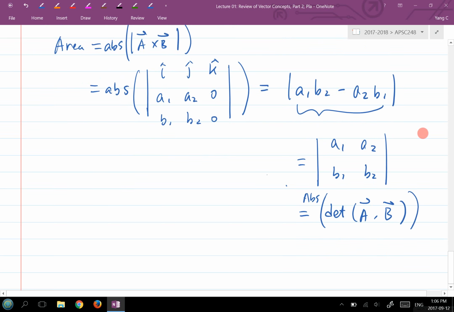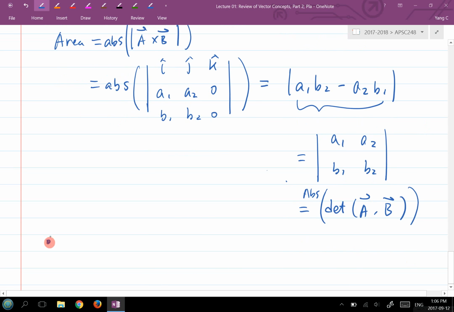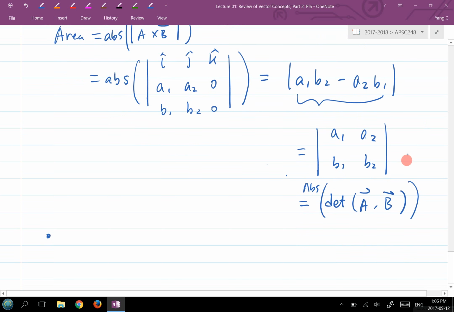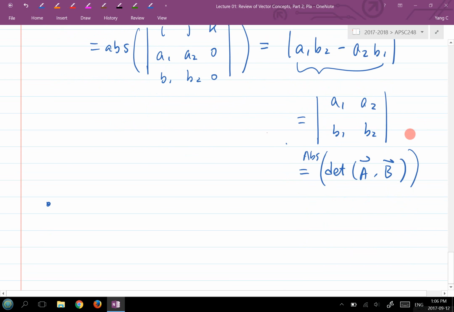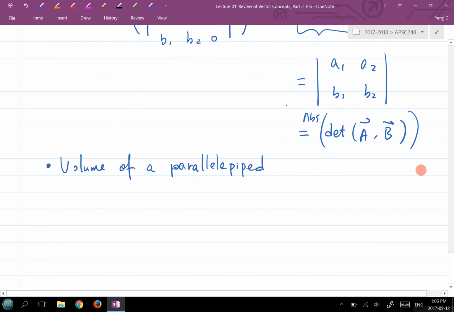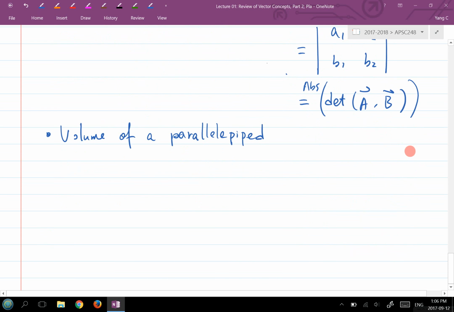So let's look at the next topic here. Next scenario. Now we look at the area of a parallelogram, and then let's look at another geometry. Let's look at the volume of a so-called parallelepiped. Volume of parallelepiped. What is the parallelepiped here? So let me do a drawing here.